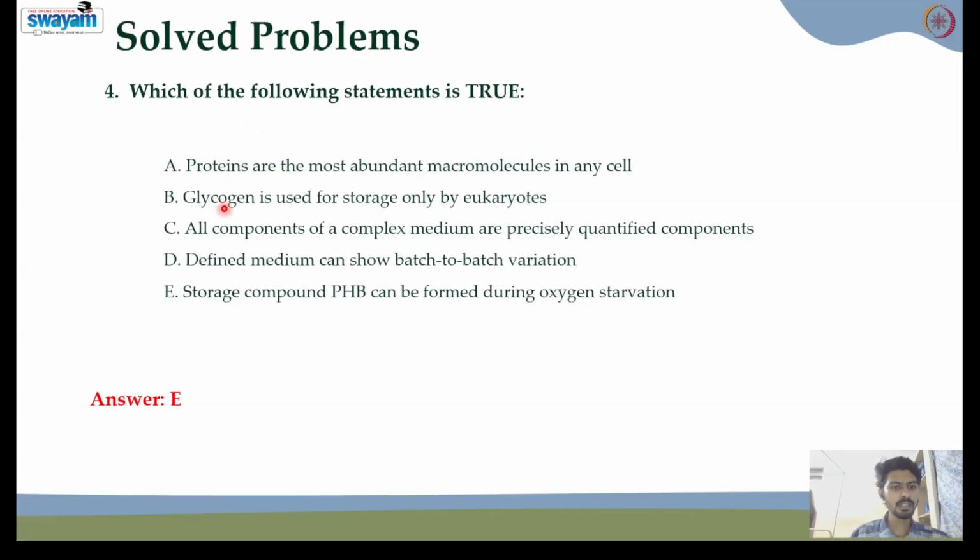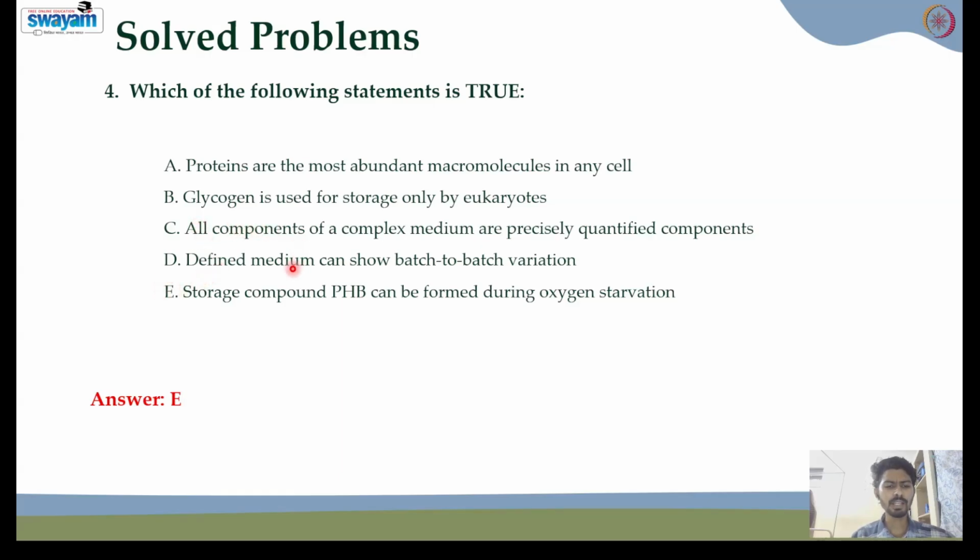And option B, the glycogen is used for storage only by the eukaryotes. No, it is not correct. It is not only for eukaryotes, it is also applicable for the prokaryotes as well. All components of the complex media are precisely quantified components. This is obviously false because complex media means their media components are unknown or of variable concentration. So it is not precisely quantified. It is approximate. It is unknown compounds. So this is also false.